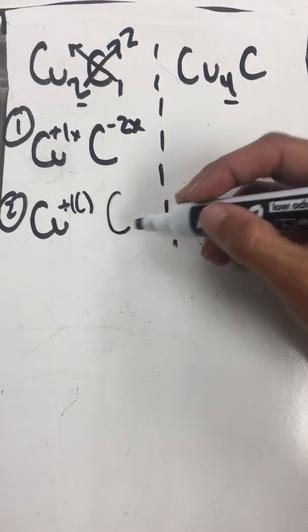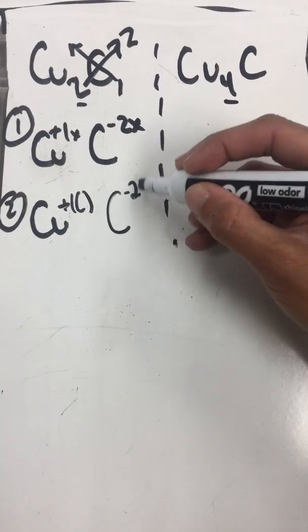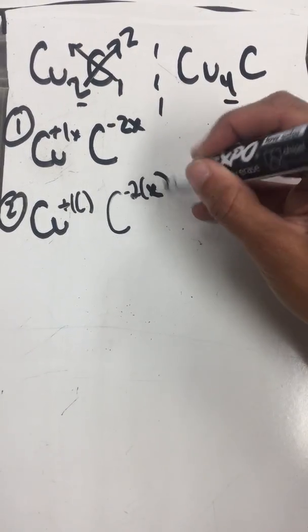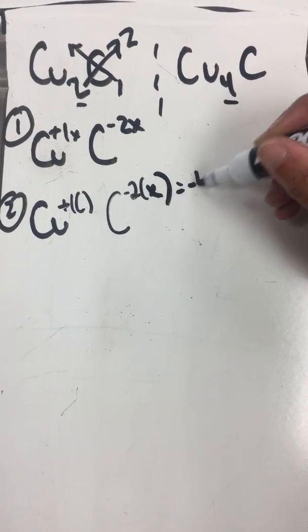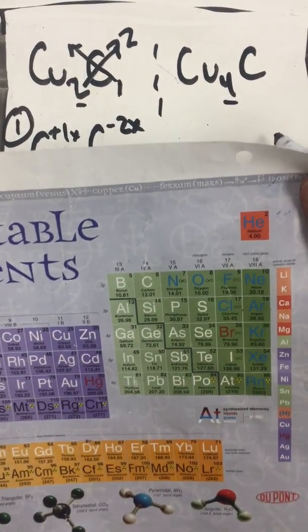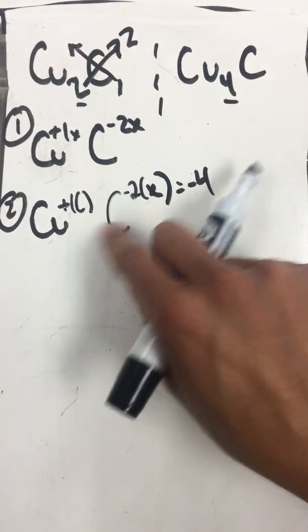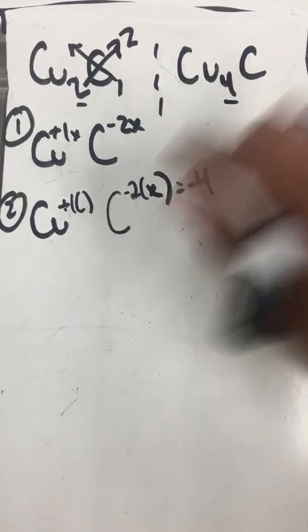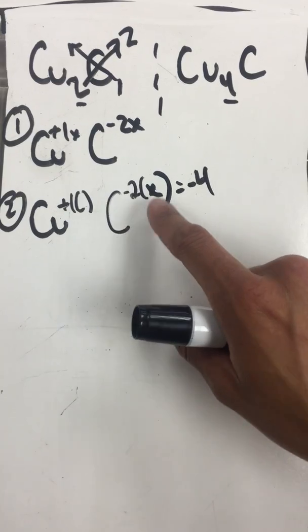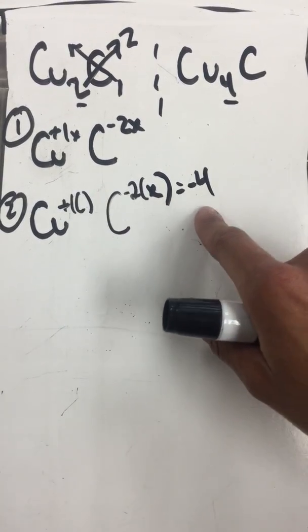So I know that carbon, whatever it is, times 2 is going to equal -4, because carbon here is in the 4th column. And I know that carbon's going to be a negative because it's paired with something that's positive, and these are always going to be opposite charges. So carbon, whatever that -2 is, is going to be multiplied by something to give us -4.